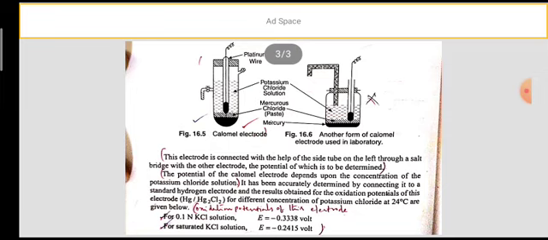So by these data we can conclude that the potential of the calomel electrode depends upon the concentration of the potassium chloride solution. That is, it mainly depends upon the concentration of the chloride ions. So these are the oxidation potentials of the calomel electrode for different concentrations of potassium chloride at 25 degrees centigrade.